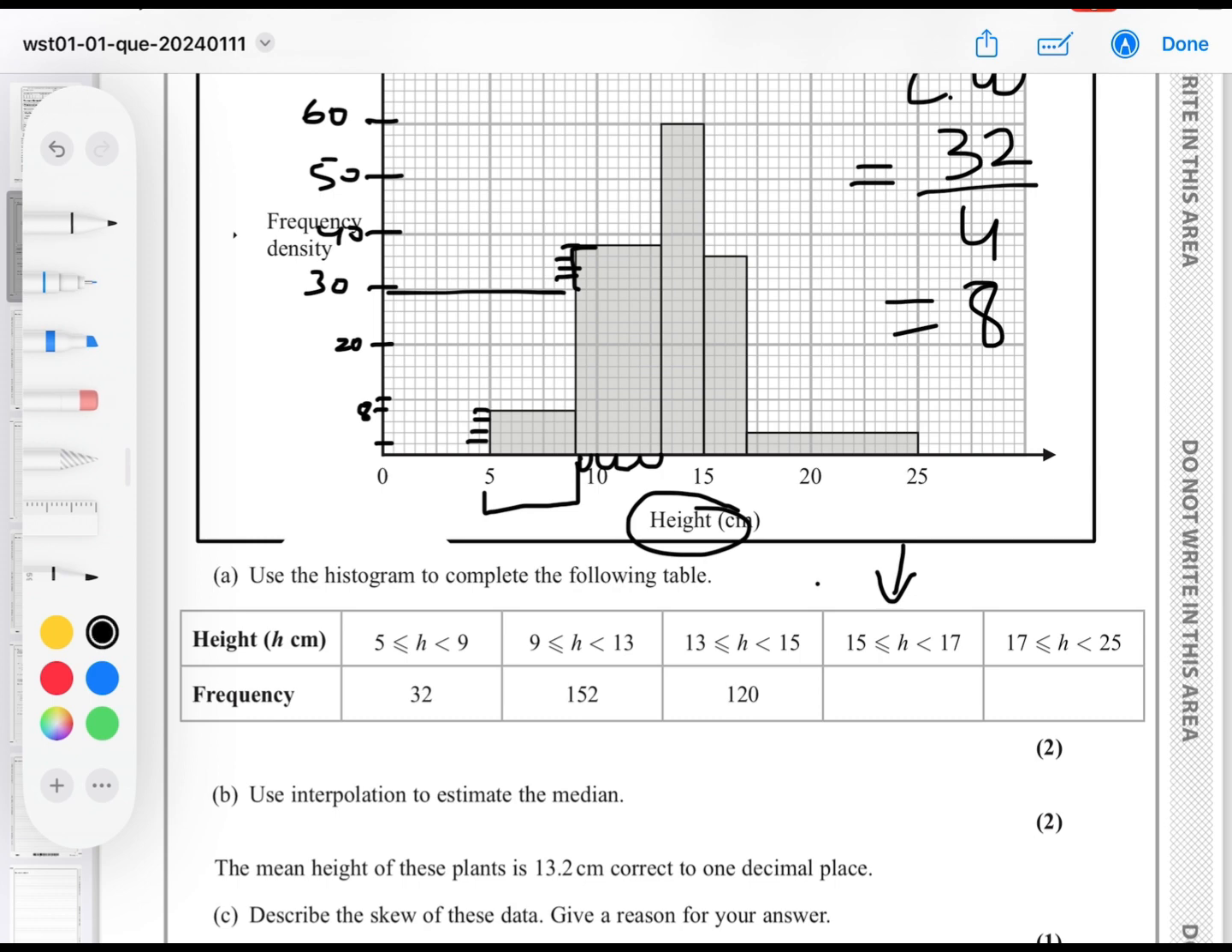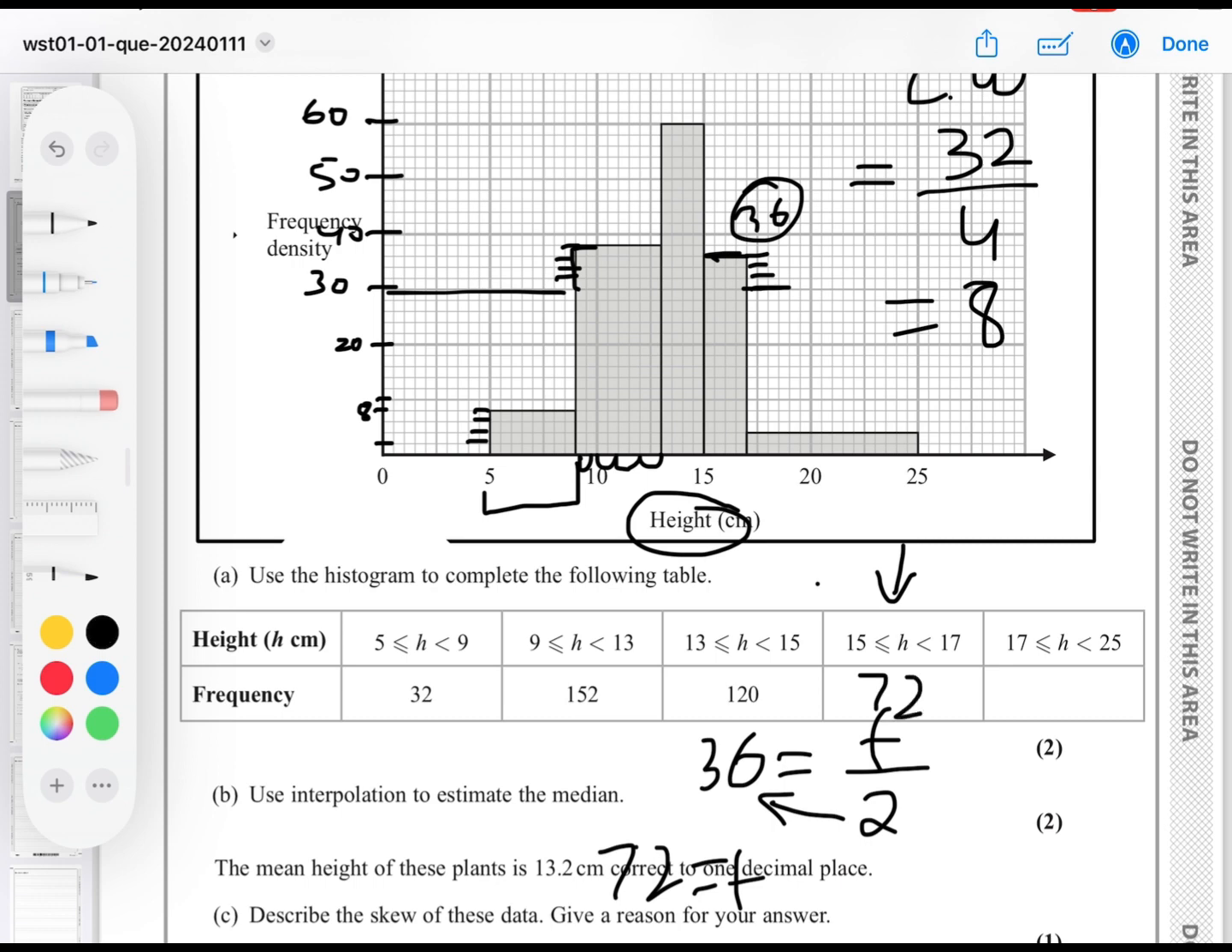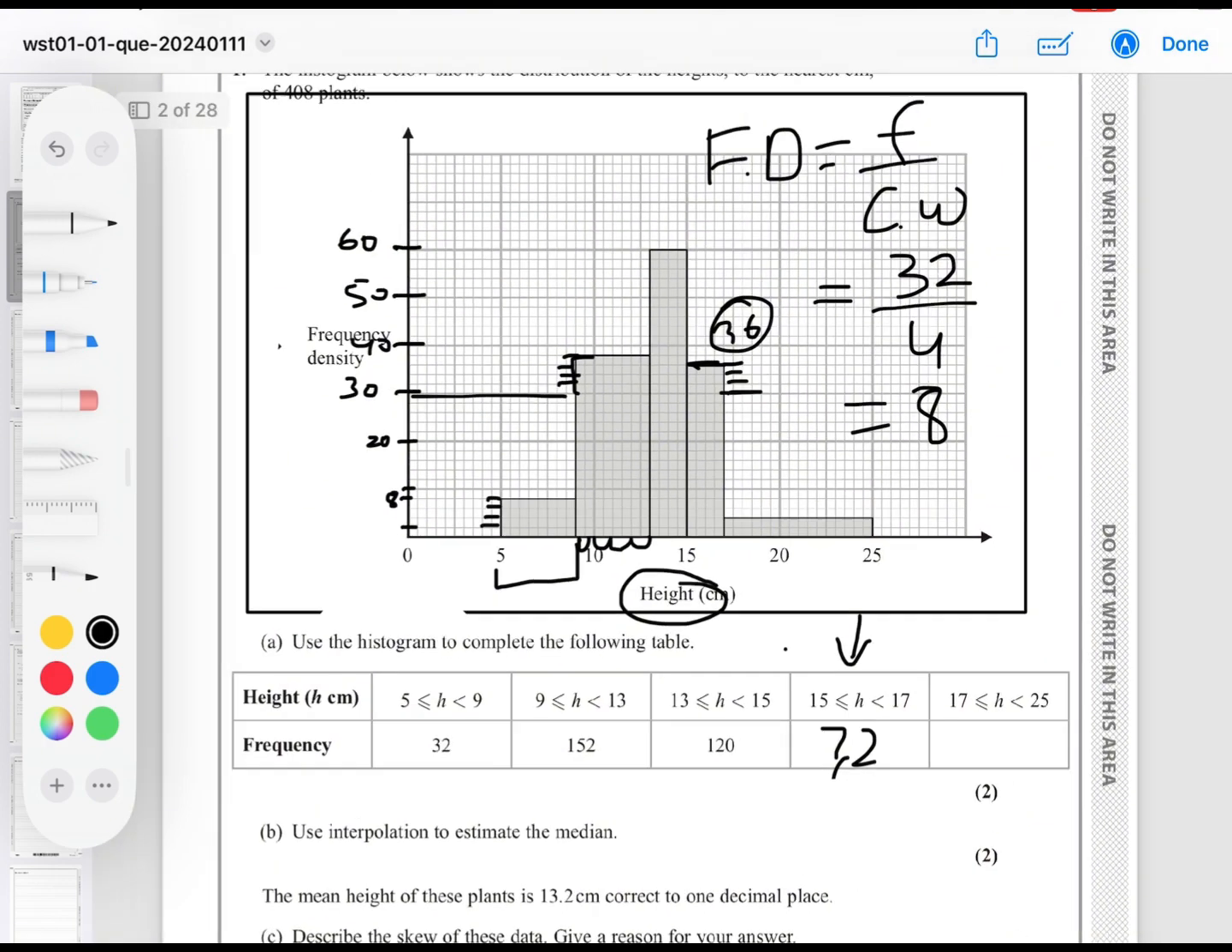Now we'll go for 15 till 17. On the y-axis we have 3 boxes, which means this is 30, so 32, 34 and 36. So the density is 36, the frequency we have to find, and the class width is 2. By cross multiplication we'll get 72. So this is 72.